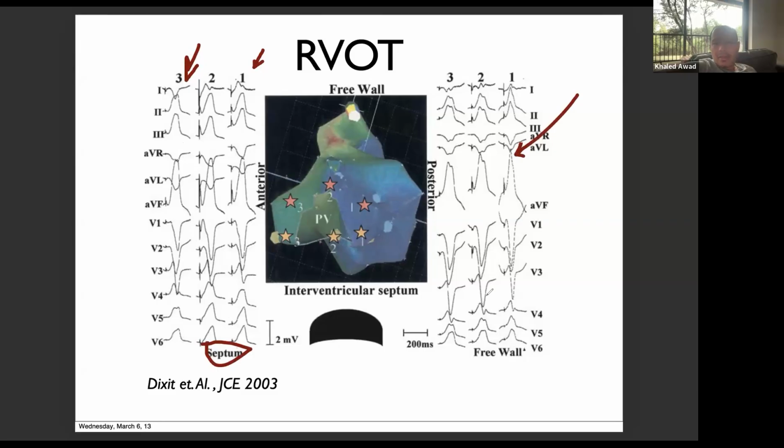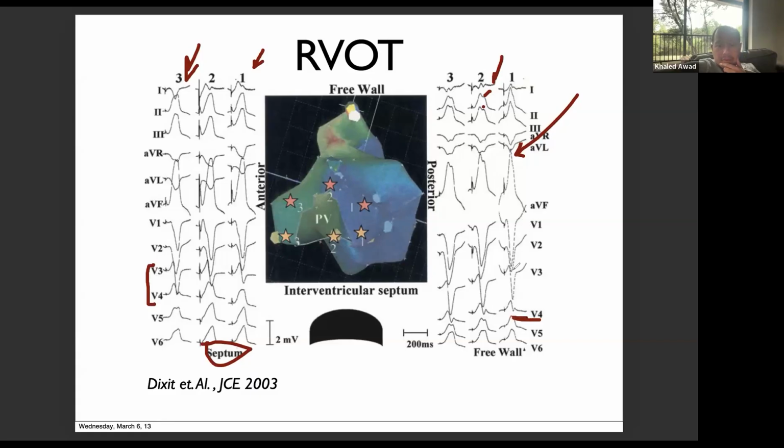Free wall side has notches. Look at the notches at the top of the QRS. Look at the notches, okay? The septal side doesn't have that. The septal side transitions between V3 and V4. Well, look, this one starts transitioning a little bit later than that.